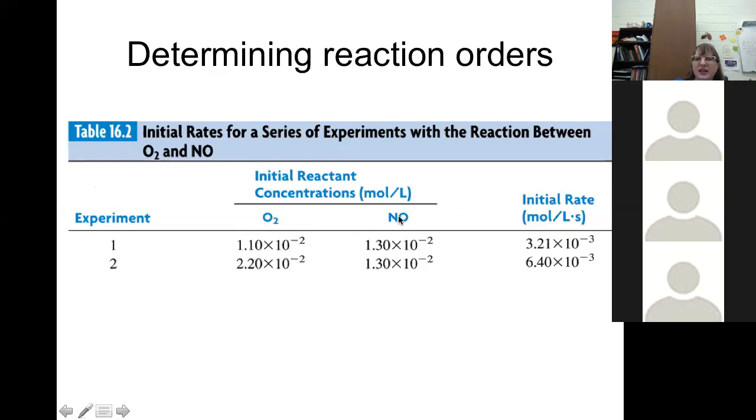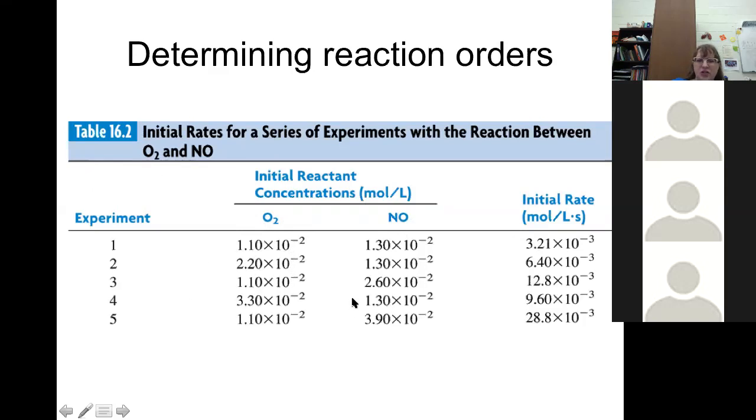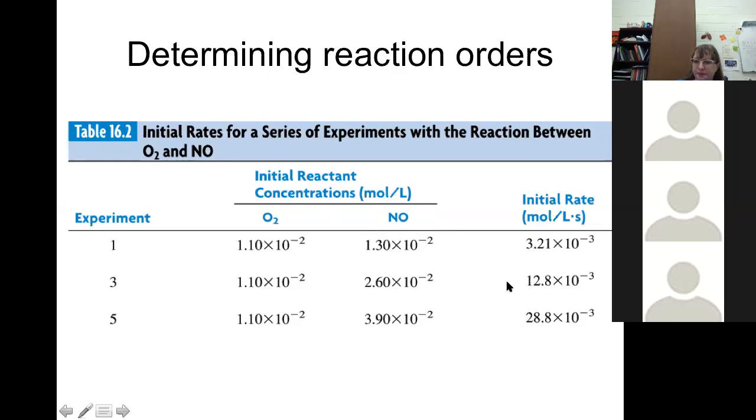So let's look at the nitrogen monoxide here. So we have 5 different reactions here, but I'm just going to look at the ones where the oxygen stays the same. So I'm going to blank those out to kind of focus us. So oxygen is staying the same here. The nitrogen monoxide is changing. So here, the nitrogen monoxide is doubled. What happens to the rate? Take a look at that and see if you can figure out how many times it has increased.